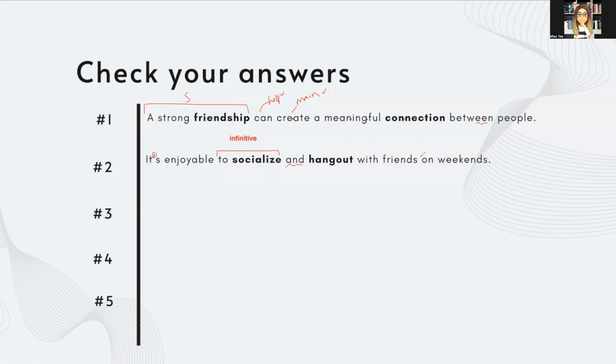With friends, so we have this preposition to give more information. On weekends, we always use the preposition on when we say the word weekend or weekends. So on the weekend, on weekends, we always use on when we talk about weekends. These two words come together very, very often in English.